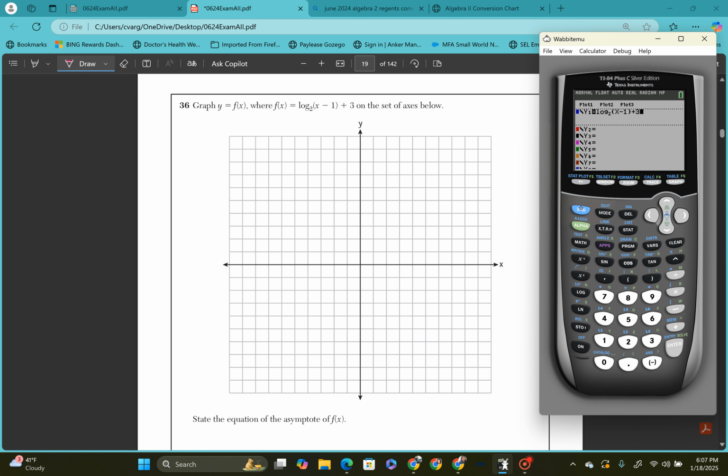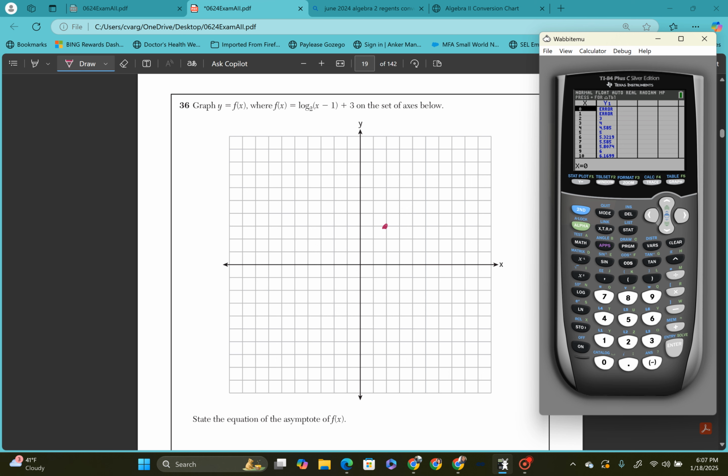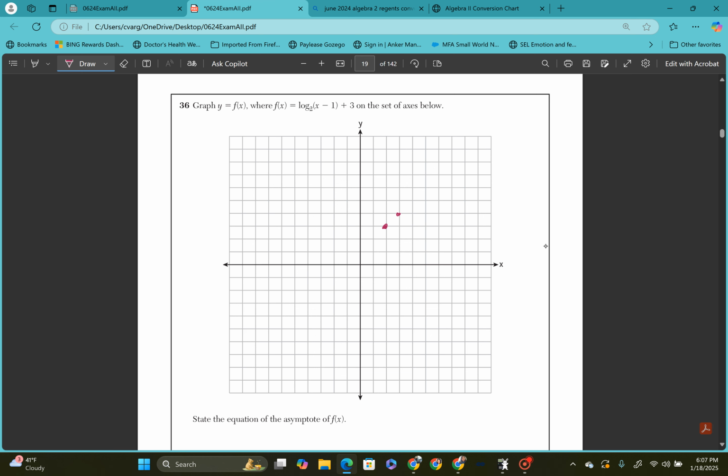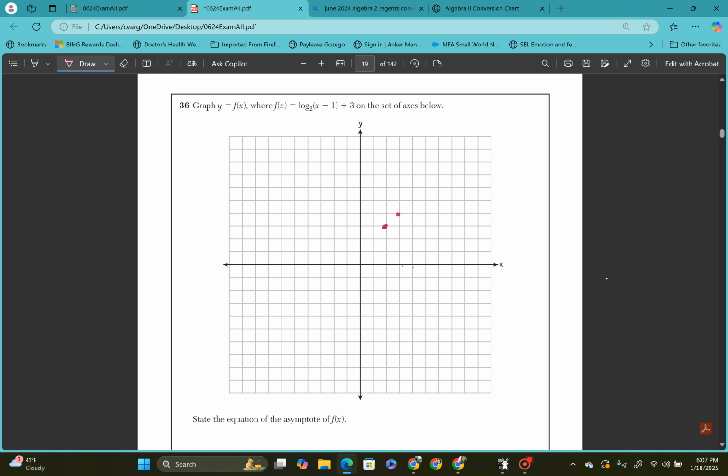All right, so now since this says graph and not sketch, I have to be very precise. So 2 comma 3, there's a dot. So I'm just graphing this. And then at 3 comma 4, there's a dot. You see what I'm doing, right? I'm using every single number. 5, 5. So 1, 2, 3, 4, 5.